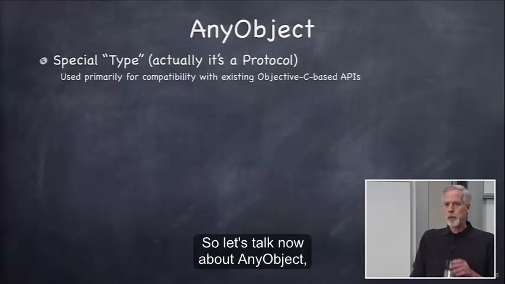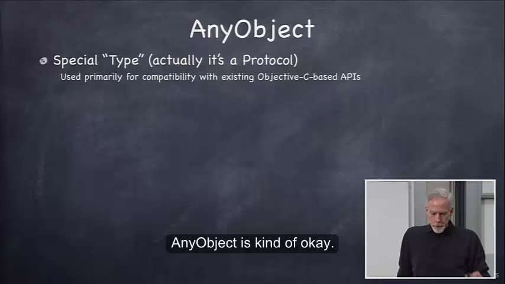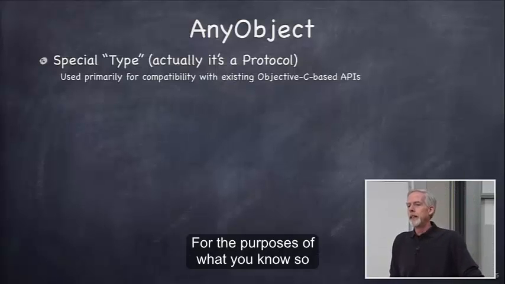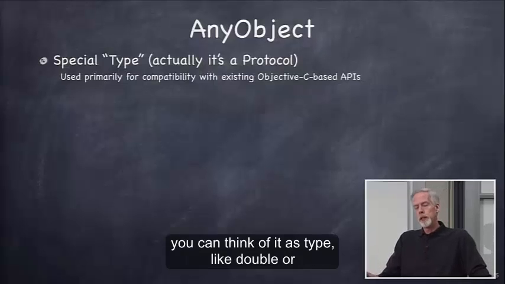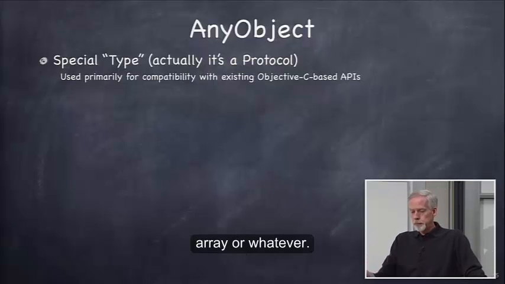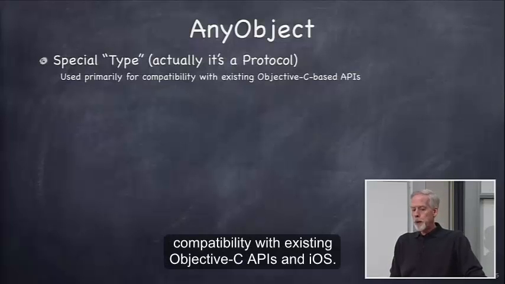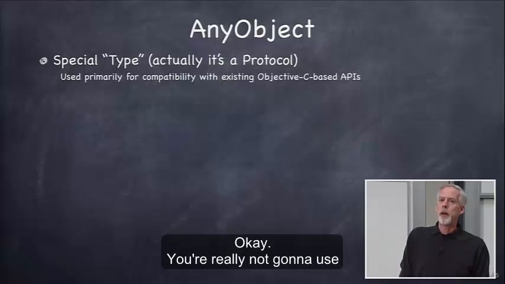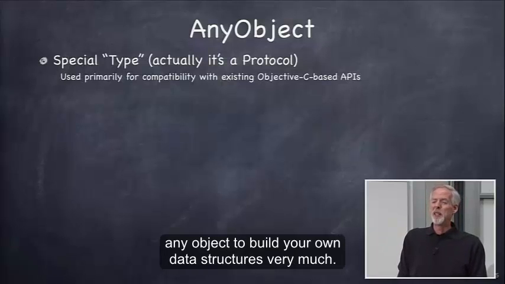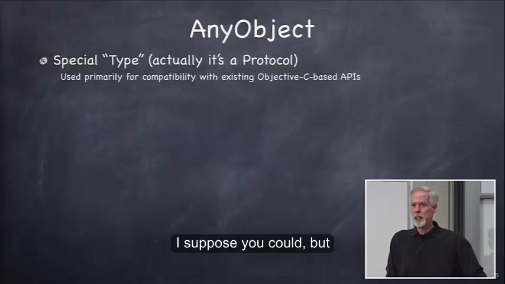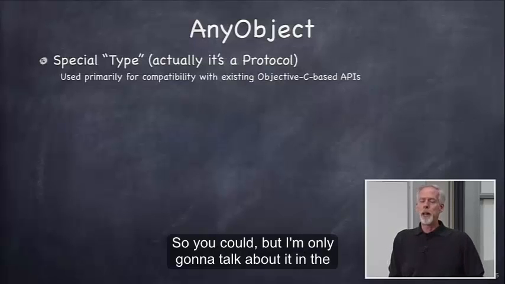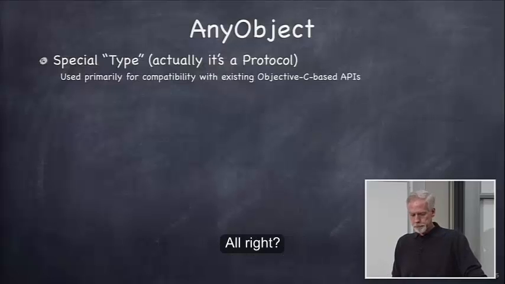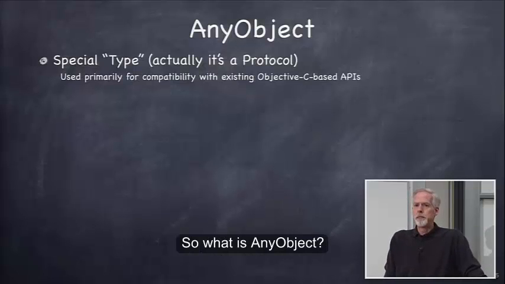Okay, so now let's talk about AnyObject. This was brought up earlier. For the purposes of what you know so far, you can think of it as a type. It's not really a type, but you can think of it as a type, like double or array or whatever. And it's used primarily for compatibility with existing Objective-C APIs in iOS. You're really not going to use AnyObject to build your own data structures very much. I suppose you could, but it'd kind of be, again, anti-Swift. Swift is very much into strong typing and type inference and all that. So you could, but I'm only going to talk about it in the context here of using it as this compatibility thing. All right. So what is AnyObject?